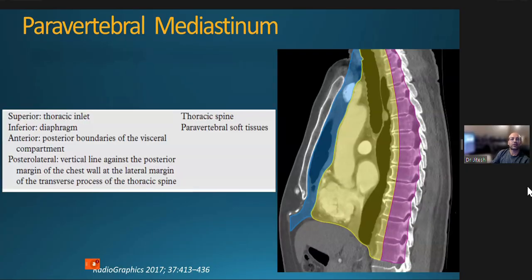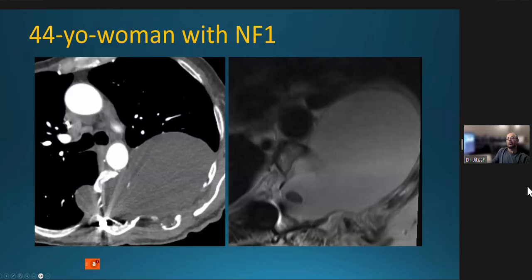So now lastly, we'll talk about the paravertebral space, which is this space in purple or pink behind this posterior line, which is behind the vertebral margins. The most common tumors in the posterior mediastinal paravertebral space are neurogenic tumors. As we all know, they could be cystic or solid.